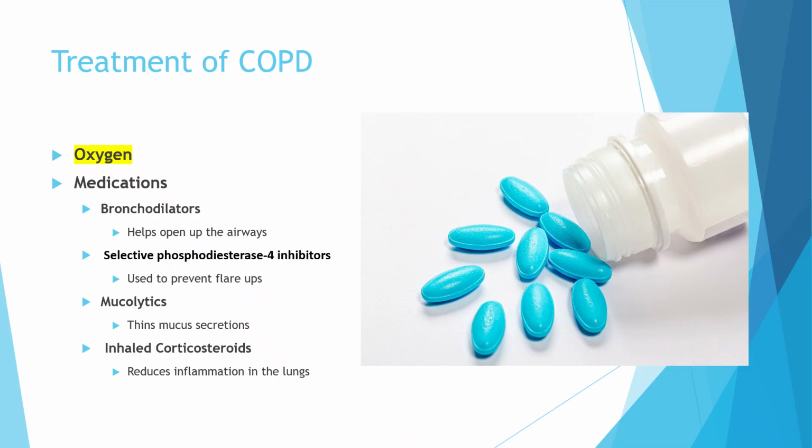We have mucolytics, which thin those mucus secretions that you see with those chronic bronchitis patients. And of course, inhaled corticosteroids. This reduces inflammation in the lungs. The side effects of these, obviously if they're inhaled, are things like thrush, a sore throat, tremors, and heart palpitations as well.